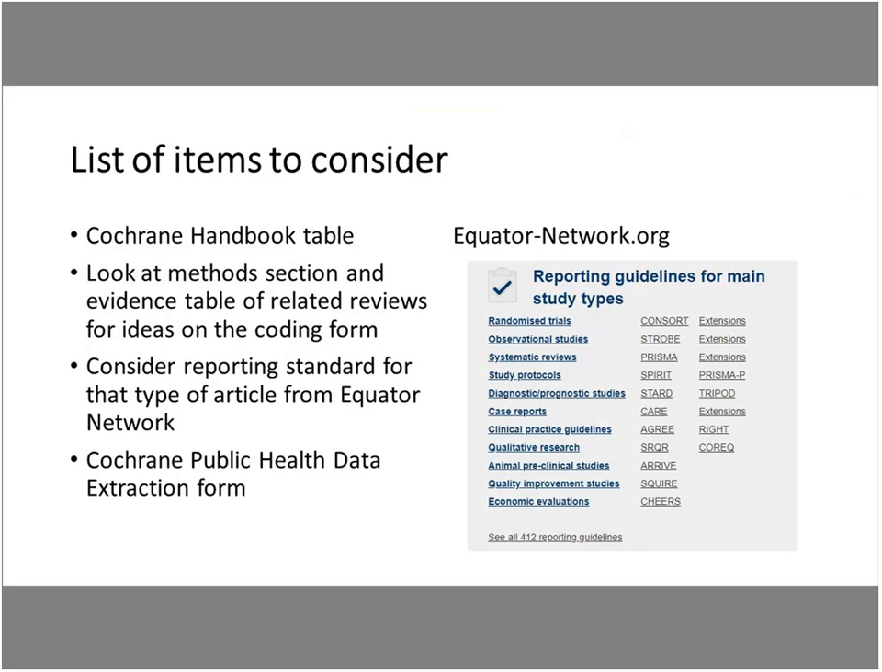For that type of study, you might go and look at the Equator Network. There are reporting standards for all these different study types, like randomized controlled trials, observational studies. You can see the different ones here. And the Cochrane Public Health section also has their data extraction form freely available. So there are many other places where you could look for examples. These are just a few of them. This will really help them to brainstorm what to look at.